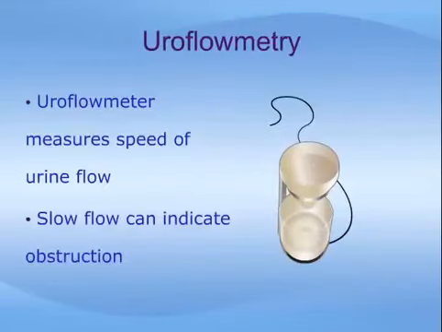A urologist may also ask you to urinate into a special device called a uroflowmeter, which measures how quickly your urine is flowing. He or she may then measure the amount of urine left over in your bladder, usually with a portable ultrasound device. A slow urine flow or large amount of remaining urine may suggest bladder obstruction by the prostate or abnormal urination.